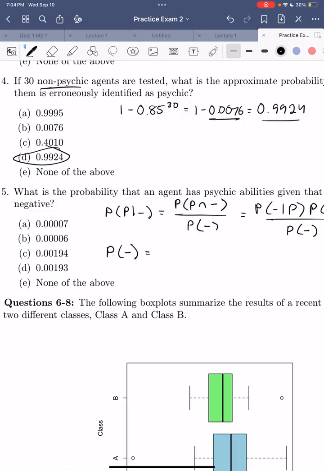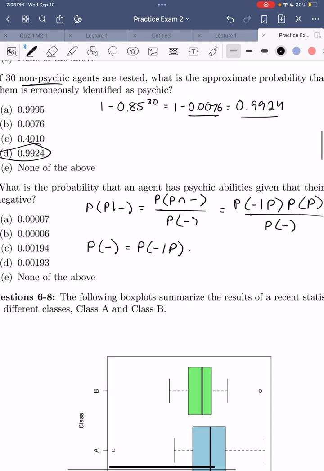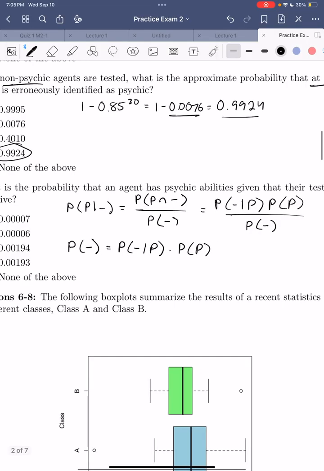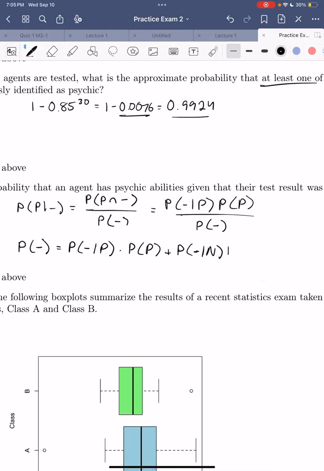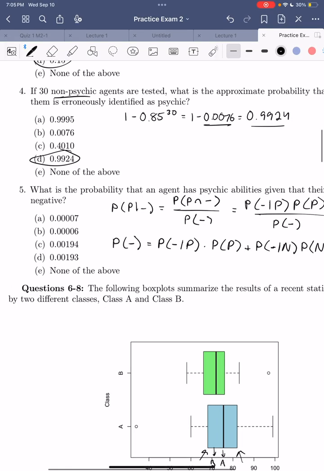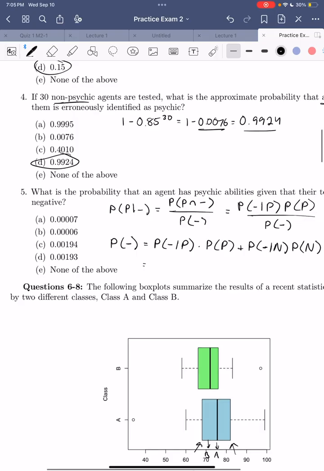So that is equal to the probability of a negative test result given that they're psychic times the probability that they're psychic, plus the probability of getting a negative test result given that they're not psychic times the probability that they're not psychic. Okay, and then we have all our probabilities in the problem.